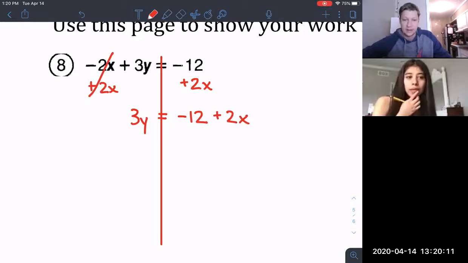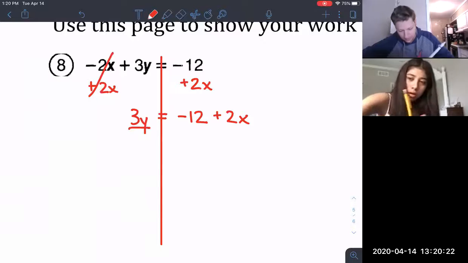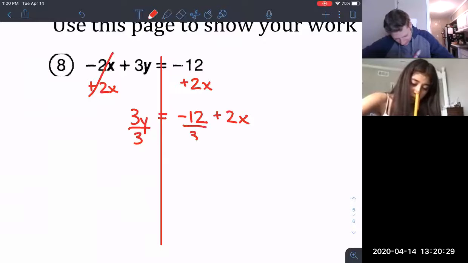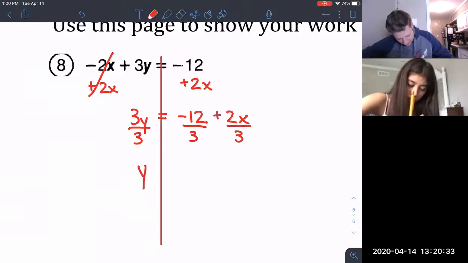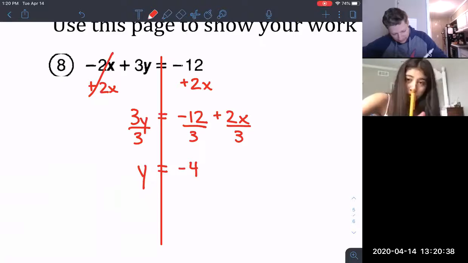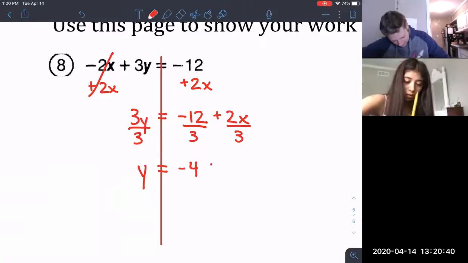Okay, all right, so what's our last step here to get y by itself? Divide positive 3y by everything. By what do we divide everything by? What number? 3. Right, positive 3. All right, so negative 12 divided by positive 3, 2x divided by positive 3. So we get y equals, this will be negative 4, because a negative divided by a positive is still a negative, and this will be 2/3 x.